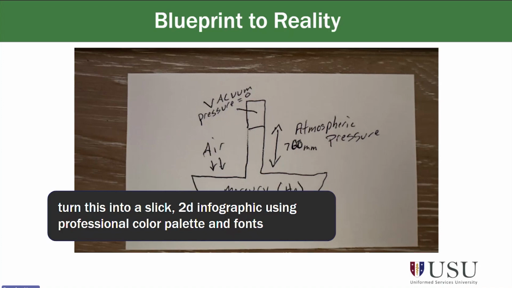And this is where Gemini really becomes an instant drafting assistant. My goal here was to take this ugly sketch and try to make something about atmospheric pressure look nice, like a print-ready graphic.